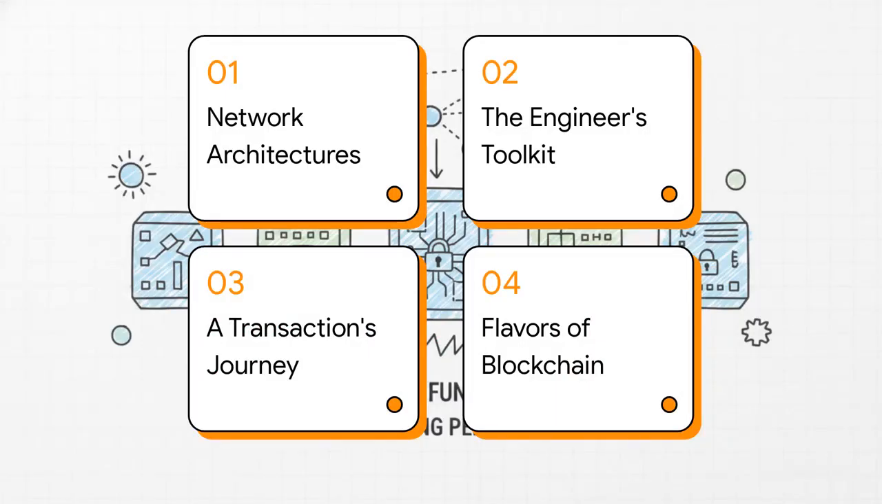Okay, so here's our game plan. It's pretty straightforward. First, we're going to compare the different network architectures, the very bedrock of all this. Then we'll open up what I like to call the engineer's toolkit and look at the 10 essential pieces. After that, we're going to follow a single transaction from start to finish to see how it all works together. And we'll wrap up by looking at the 4 main flavors of blockchain that you'll see out there.